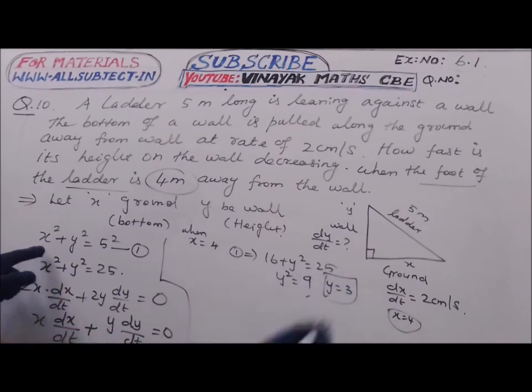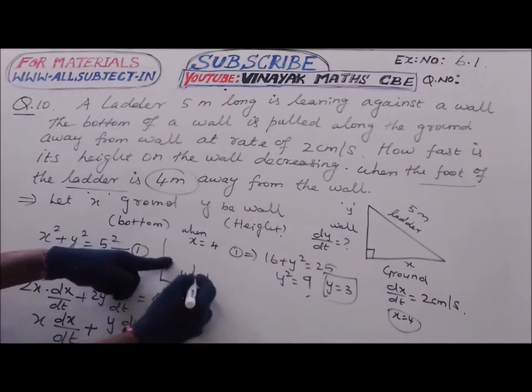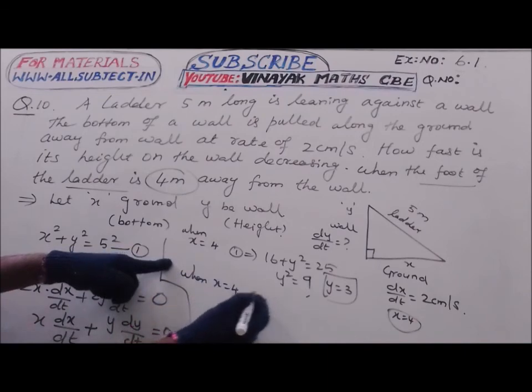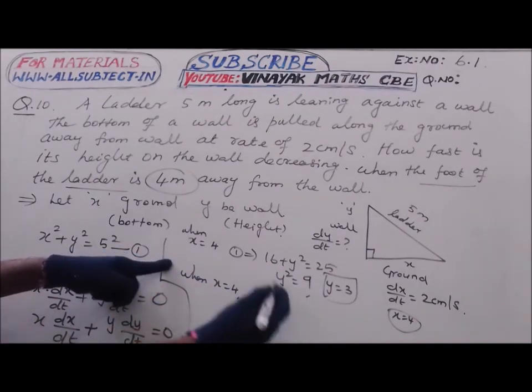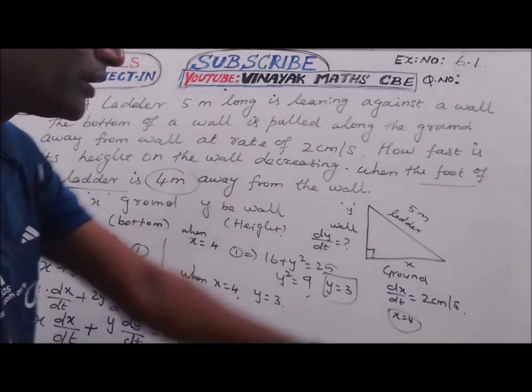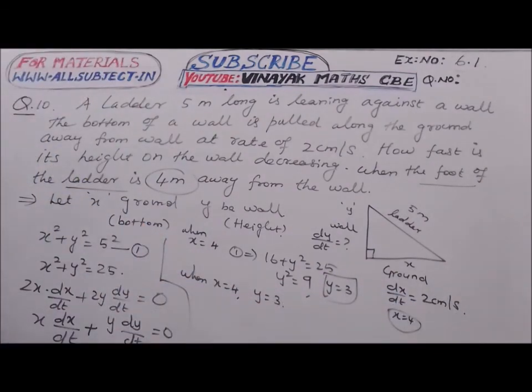We have plus or minus 3, but length cannot be negative. We should take y equal to 3, positive quantity only. So when x is equal to 4, we have y is 3, and dx by dt is 2 centimeter per second. Substituting these values here, 4 into 2 plus 3 into dy by dt, we need to find dy by dt, equal to 0.